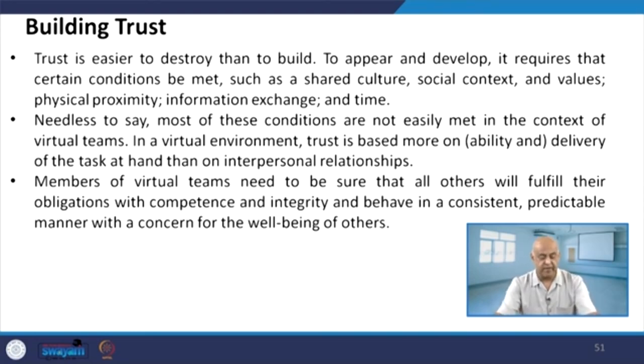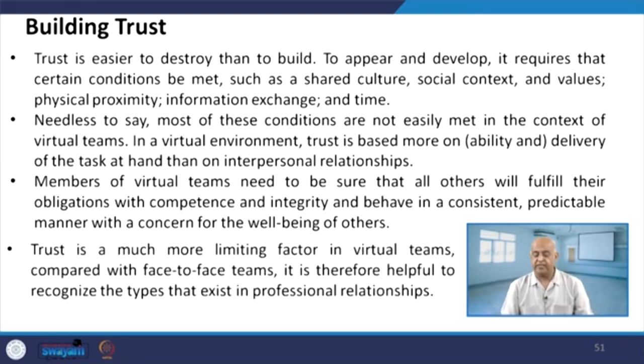Therefore, trust in a virtual environment must be based more on delivery of the task at hand than on interpersonal relationships. Ultimately, the outcome is what is important, rather than focusing on interpersonal relationships. Members of a virtual team need to be sure that all others will fulfill their obligations with competence and integrity, and behave in a consistent, predictable manner with concern for the well-being of others. Trust is a much more limiting factor in virtual teams compared with face-to-face teams. It is therefore helpful to recognize the types of trust that exist in professional relationships.